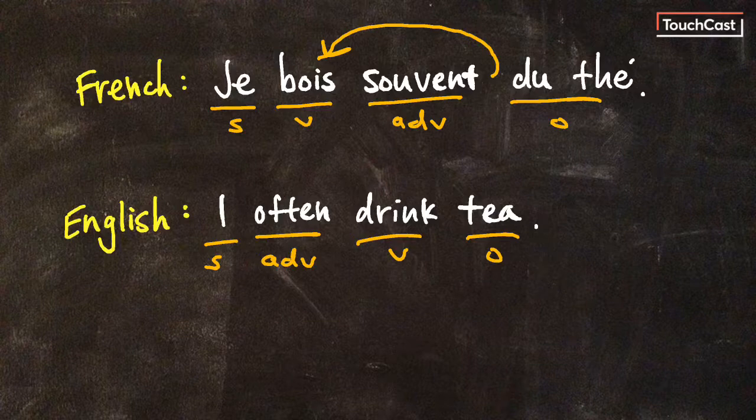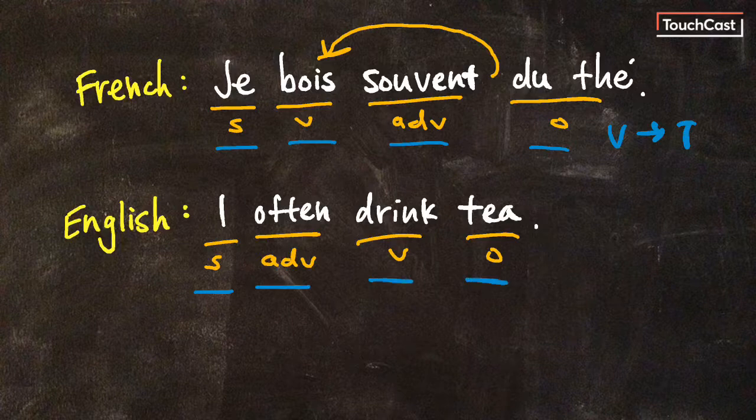Examining the sentence orders of these sentences is one test you can do to determine if a language has V to T movement. In French, we see subject, verb, adverb, object. This is evidence that there is V to T movement. In English, we see subject, adverb, verb, object. Having the adverb appear before the verb is evidence that there is not V to T movement.